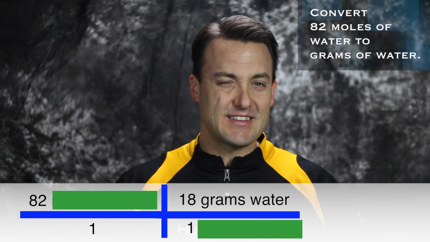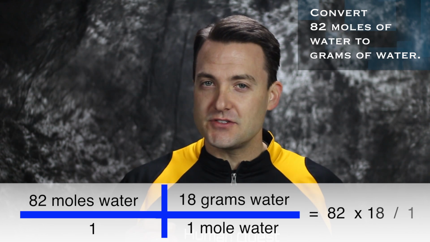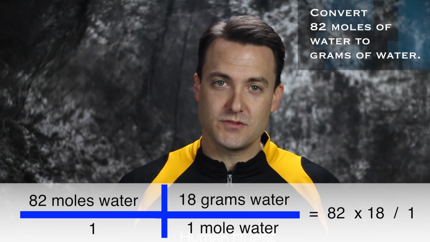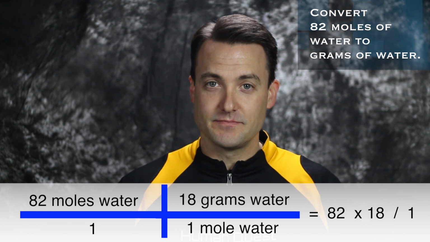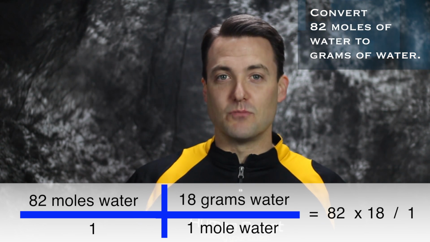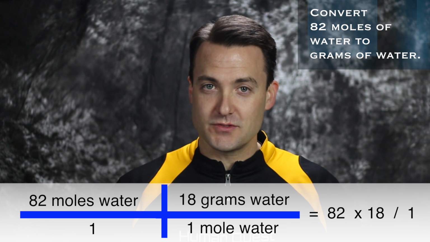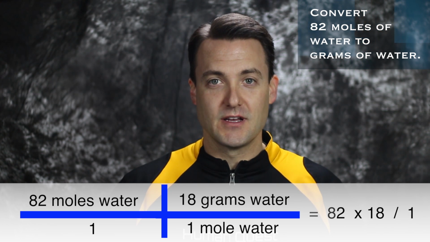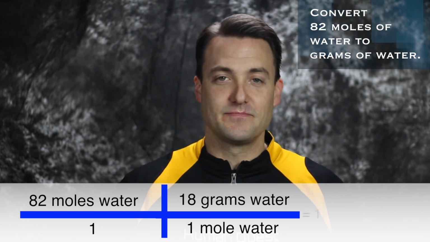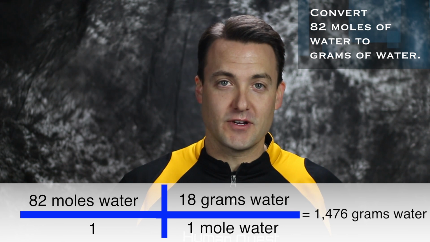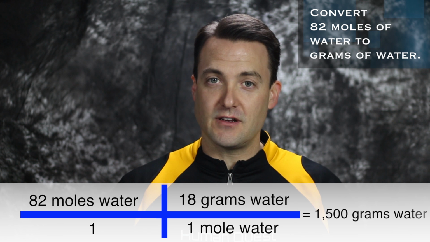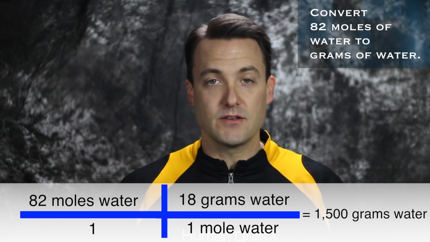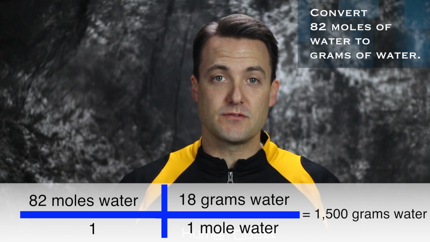So what is the math telling us to do? It's telling us to multiply 82 moles by 18 and then divide by 1. This is the same as multiplying 82 moles by the molar mass of water. So let's see what we get. The answer is 1,476, which we can round to 1,500 grams of water using significant figure rounding rules.